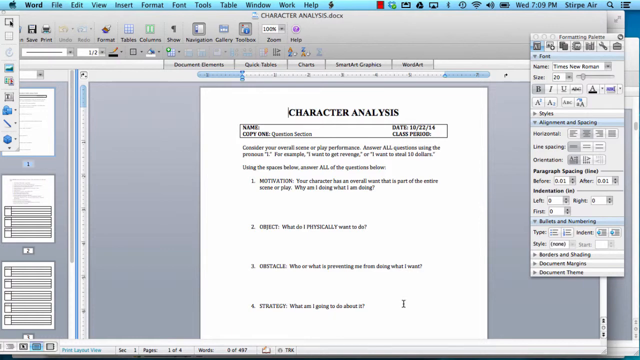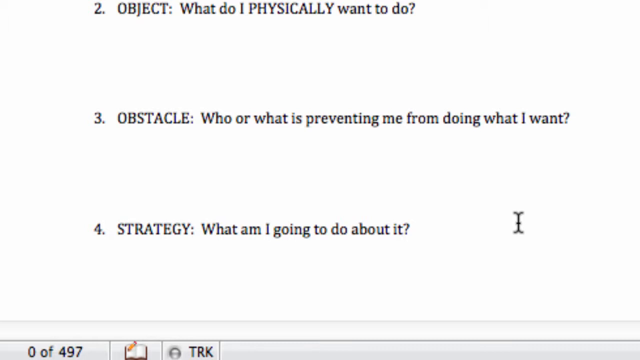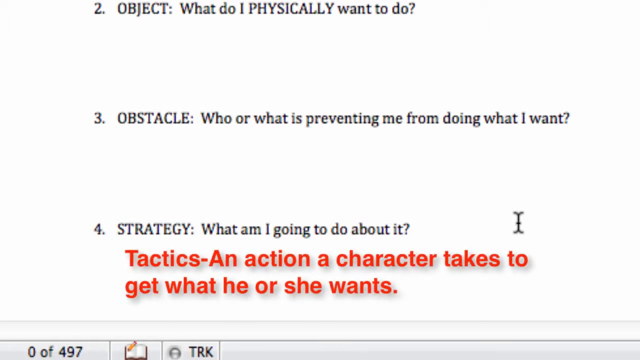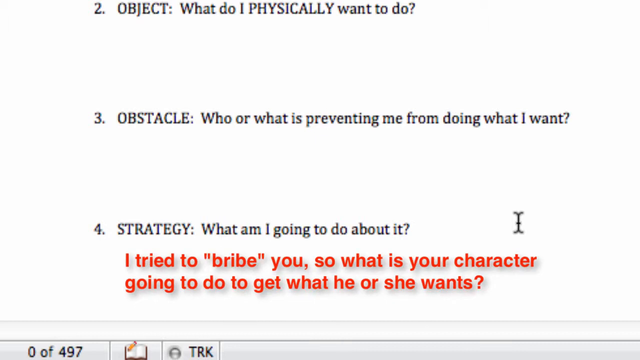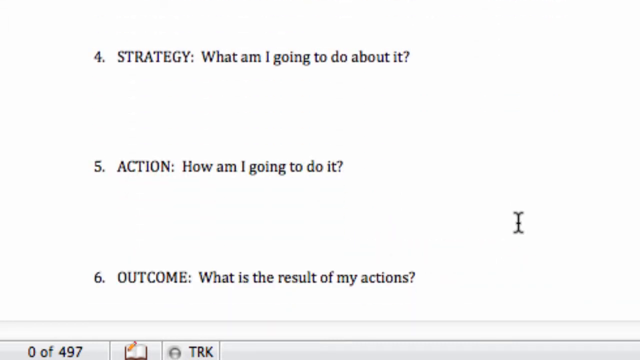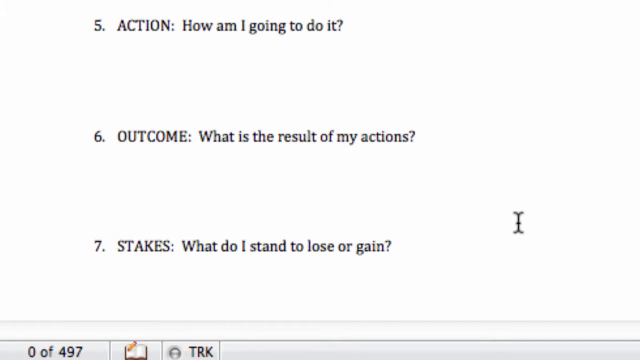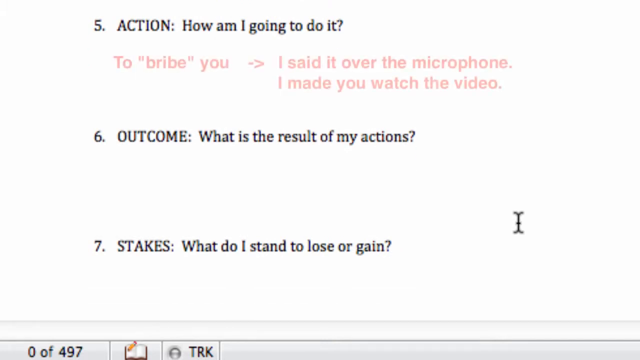To carry out a strategy and, in the next part, action, characters many times take on different tactics. A tactic is something that your character does to get what he or she wants. Again, I tried to bribe you. So what is your character going to do to get what he or she wants? And if we scroll down, how is he or she going to do it? For example, I said it over the microphone and then made you listen to this video so that you had to listen to me bribe you.